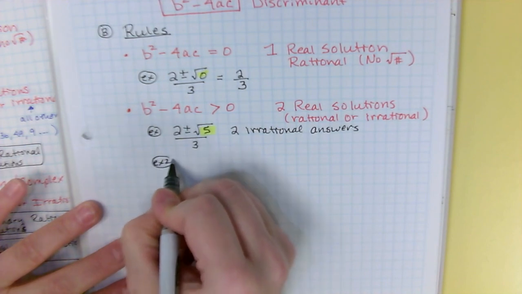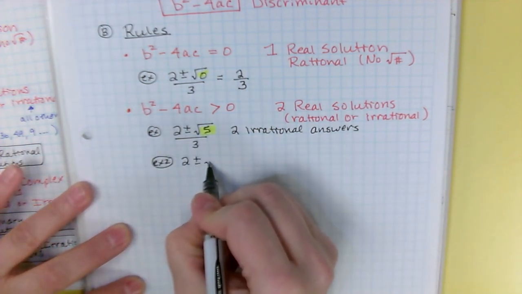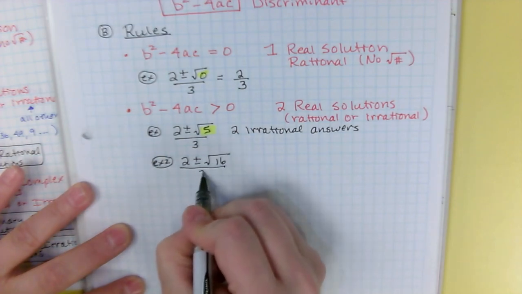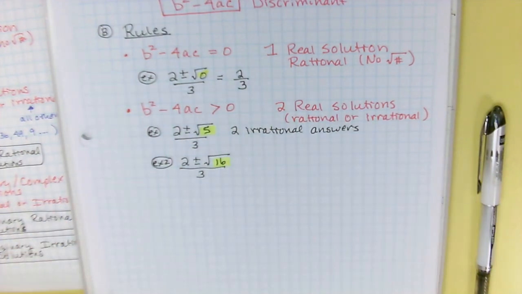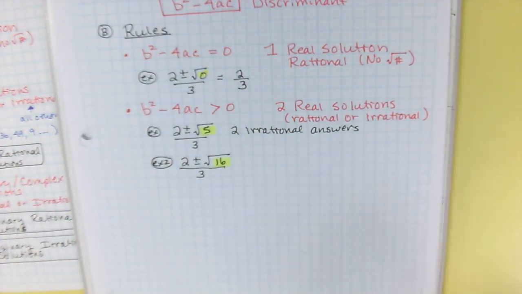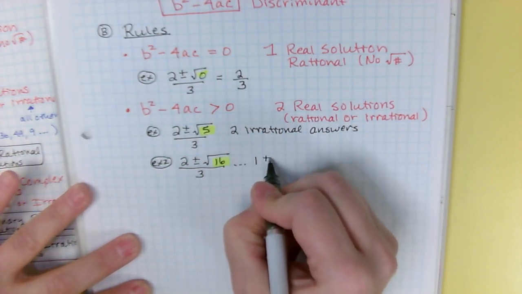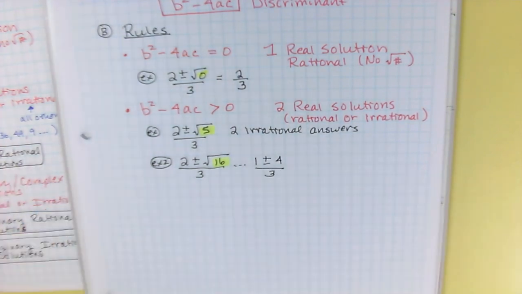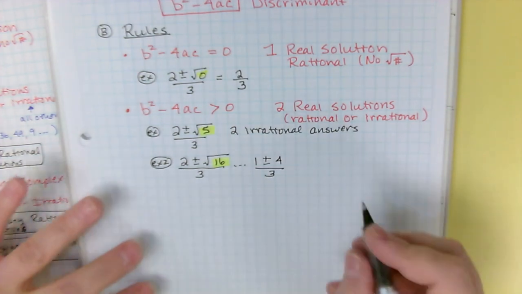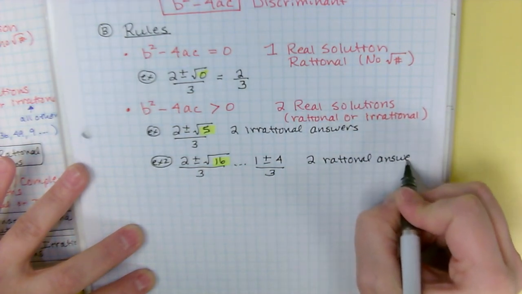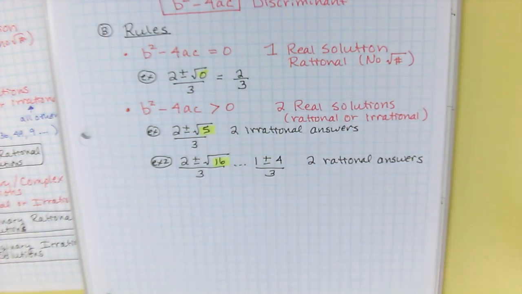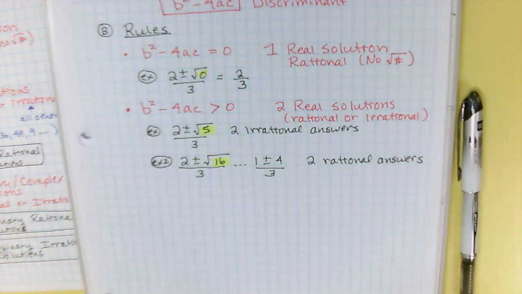Now in contrast, let's say that it was 2 plus and minus radical 16 all over 3. Now, in this case, the same rule applies. It's still greater than 0, but you can tell if it's a perfect square, 4 times 4 is 16, you're going to get something like 1 plus and minus 4 over 3, so that the radical will go away, and you will have two rational answers. So yes, the discriminant being greater than 0 means two real solutions. But if you look at it closely, if it's a perfect square, you should get two rational answers. If it's not a perfect square, two irrational answers.